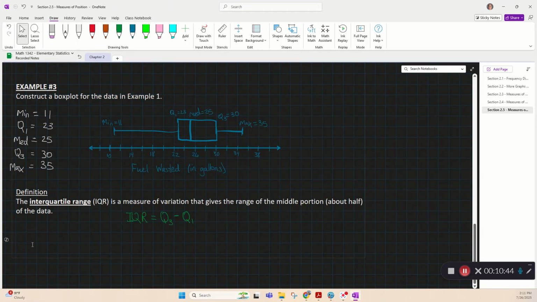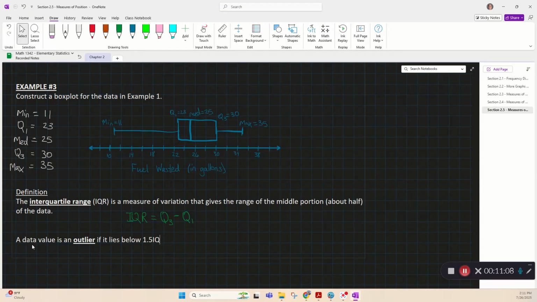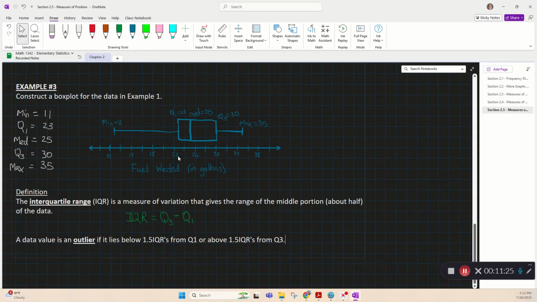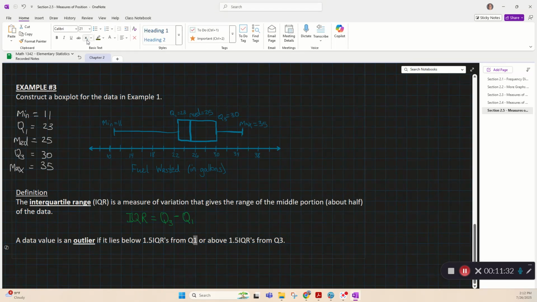Now, with this, it can help us determine outliers. A data value is an outlier if it lies below 1.5 IQRs from the first quartile or above 1.5 IQRs from the third quartile. And again, we'll see what that means shortly.